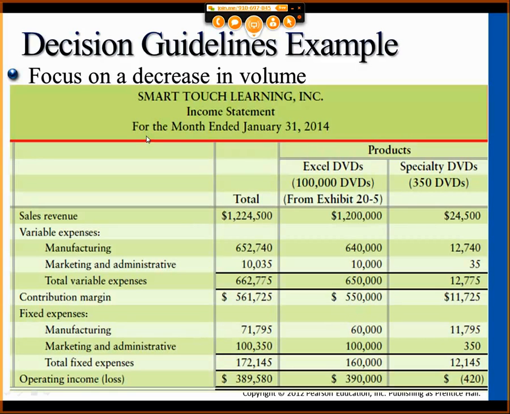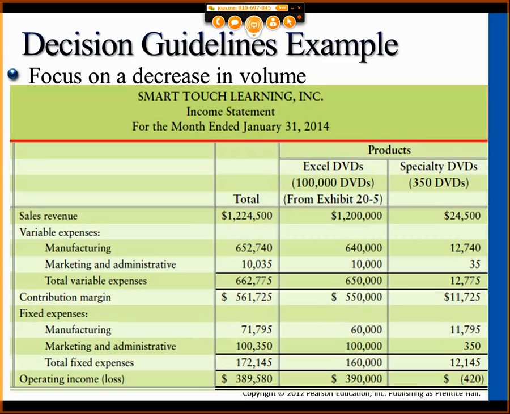So relevant data: this is the income statement for the month ended January, for the period ended January 31st, 2014. So we'll consider it a relevant decision. Now what we're going to consider here is a decrease in volume. This is a little bit different. We've done an increase, now we're doing a decrease.